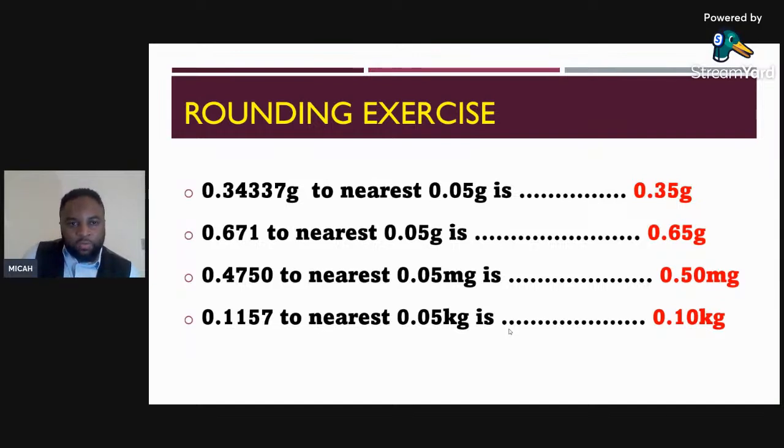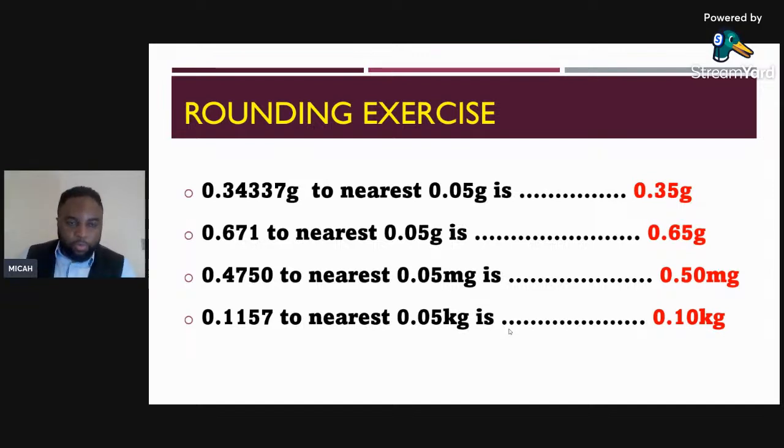In the next one, you have 0.671. The 5 in 0.05 grams is basically sitting where 7 is sitting in our number, and that's what we need to have a look at. Now, that 7, or 7.1, look at what's behind it as well. It's not halfway between 5 and 10, is it? It's not halfway, because halfway would be 7.5. Because it's not up to halfway, you go down. That's why we went to 0.65.